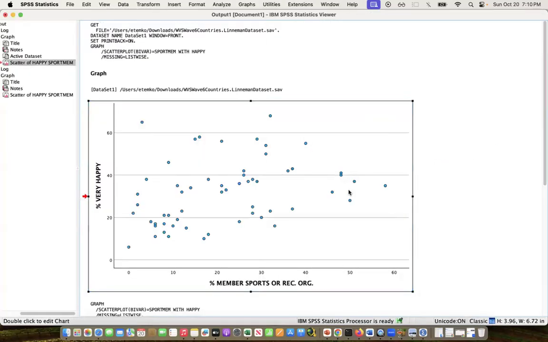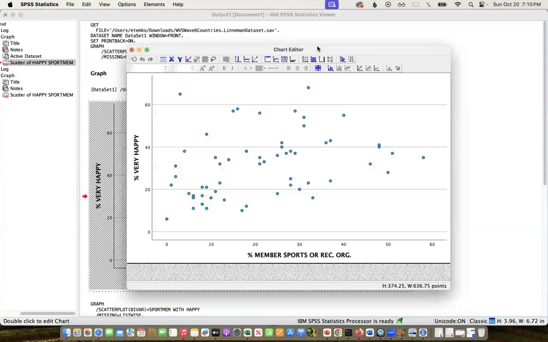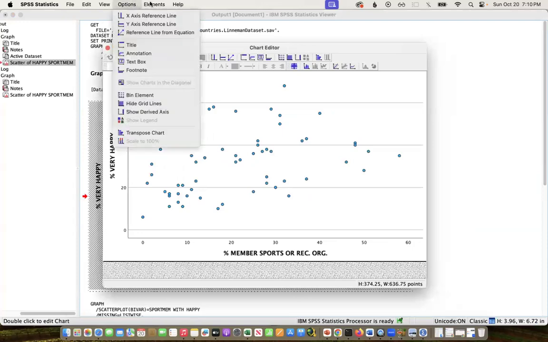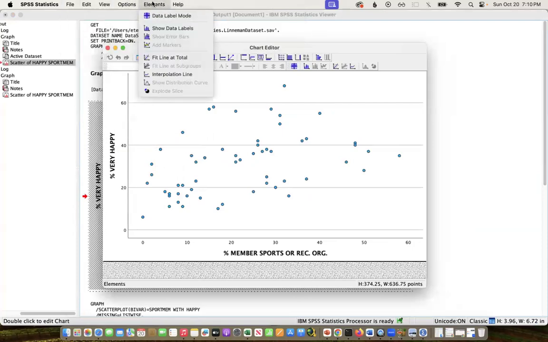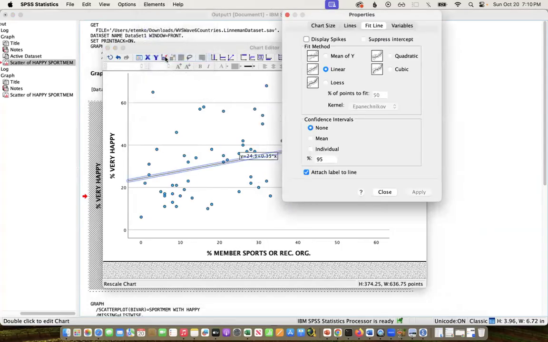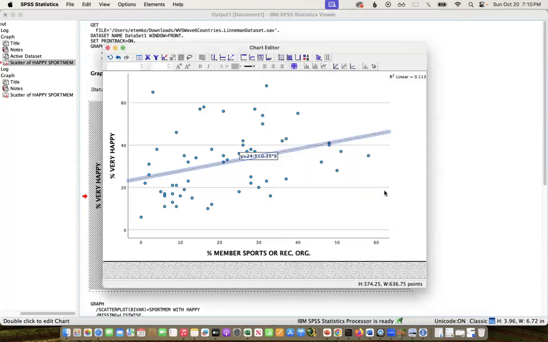So there's two ways I can do this. I'm going to double click on it. And then here I can go up to the menu at the top, and I can go to elements, fit line at total. Now the default, if you haven't clicked anything else, is linear, which is what we want. If for some reason it's on a different one, you want to switch this to linear. I don't want confidence intervals. And I just click close.